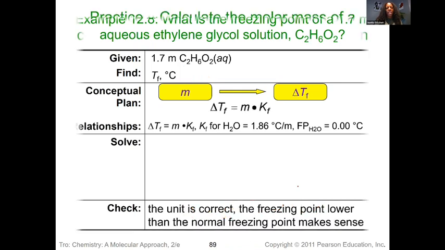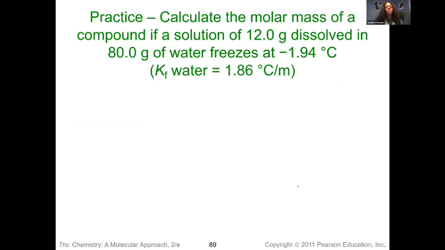And we can see, again, it makes sense in terms of the numbers that we're seeing. All right, so this one says, calculate the molar mass of a compound if a solution of 12.0 grams dissolved in 80 grams of water freezes at negative 1.94 degrees Celsius. So again, some context clues for us here. We know that water is the solvent, and we know the freezing point of water should be 0 degrees. However, we're seeing it at negative 1.94 degrees Celsius.